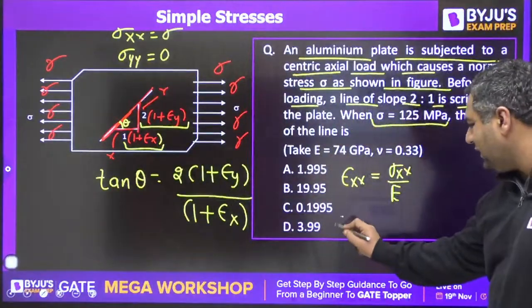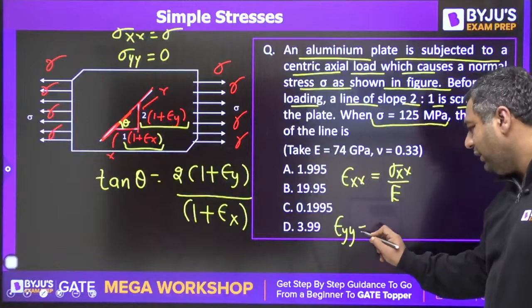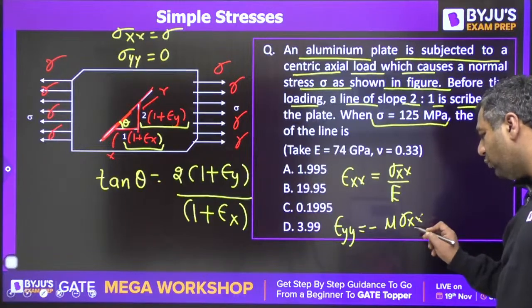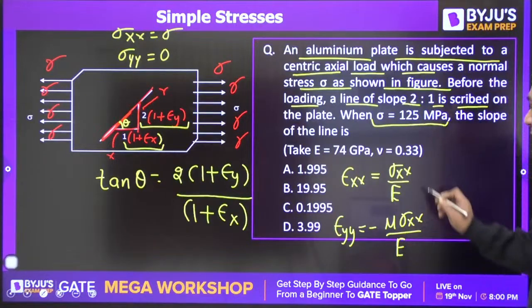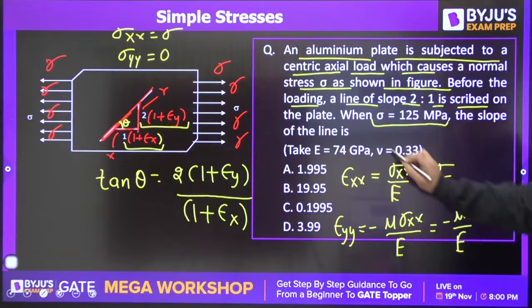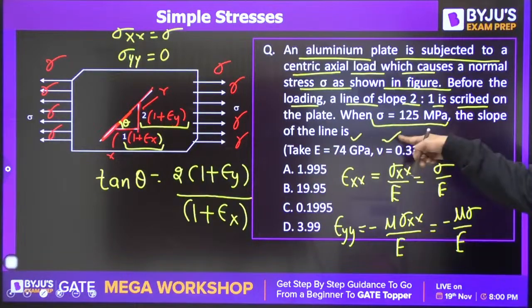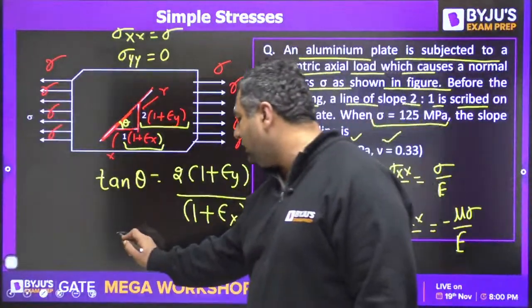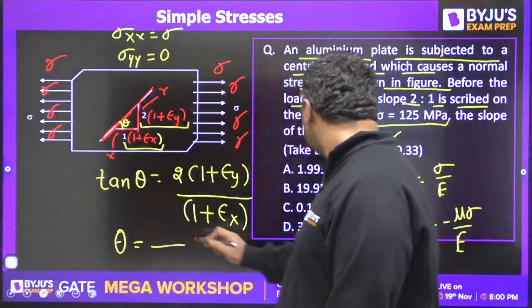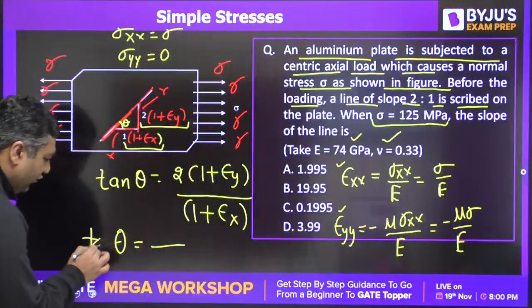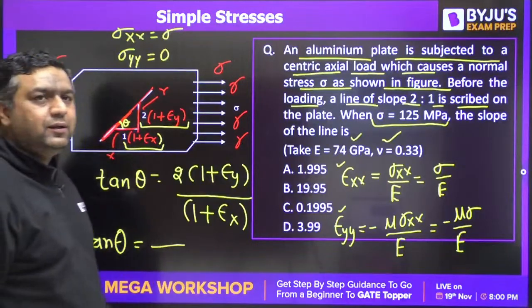Then, my dear, epsilon yy, if you are going to find out, sigma yy is 0, so it would be minus mu times sigma xx upon E. So you can see sigma xx is nothing but sigma, and sigma yy is nothing but 0. Mu is given to us, E is given to us. Just put the values, you will get epsilon x, epsilon y. Put these values, you will get the value of theta. Because you need to find the slope, you need to find tangent theta. Solve it and get the answer.